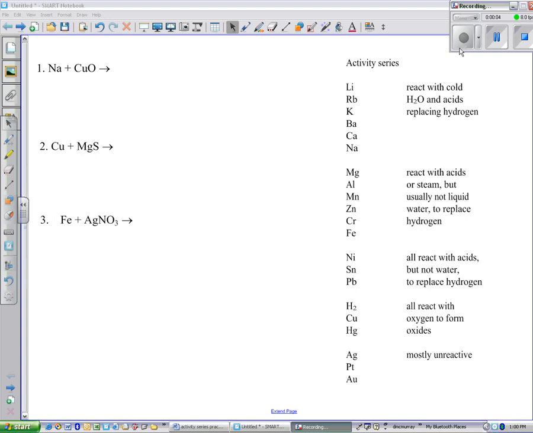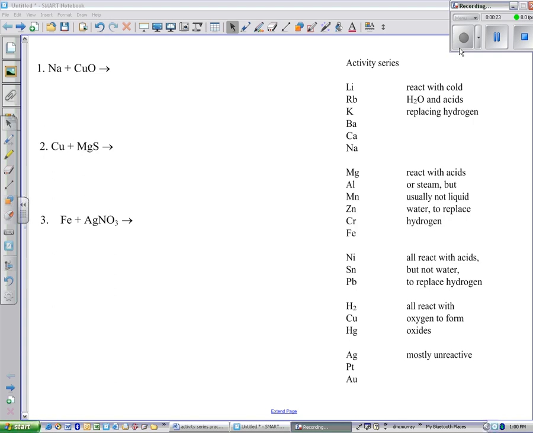Here we have an activity series, the one that you have looked at and have on the back page of your packet, and it's shown here to the right. And then I have the first three examples that are on the homework page I had given you. We talked about these, but it doesn't hurt to hear a little bit more discussion on this.